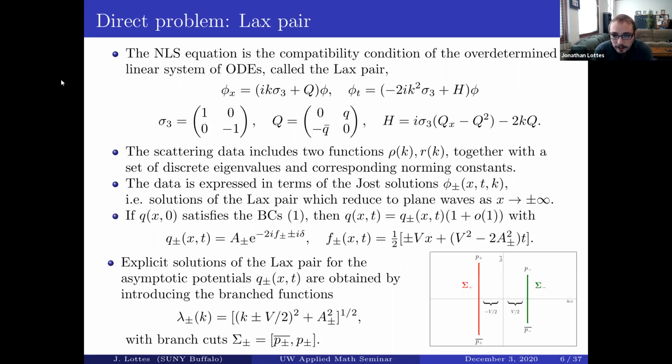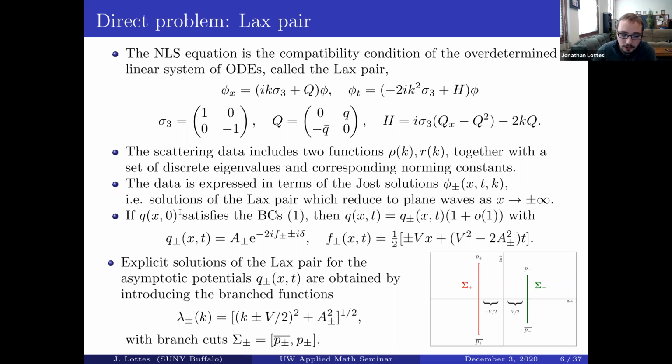So to get a handle on these Jost solutions, it's helpful first to look at what happens for large x, plus and minus. We know that if the potential satisfies these counterpropagating wave boundary conditions, then asymptotically for large x, our solution should look like these exact solutions, q plus and minus. For those two exact solutions, we can solve the Lax pair exactly. In diagonalizing the asymptotic scattering problem, the eigenvalues are in terms of these branch functions, lambda plus and minus.